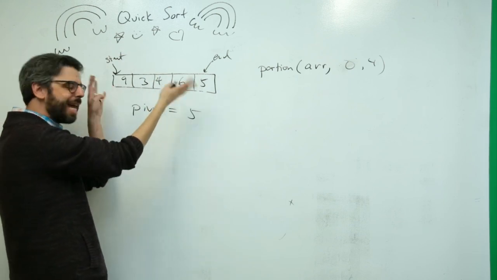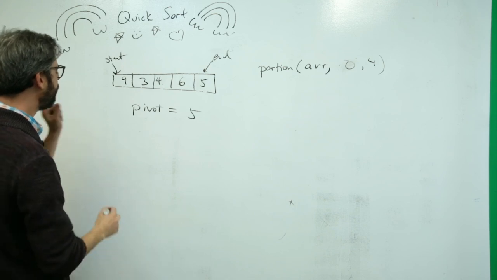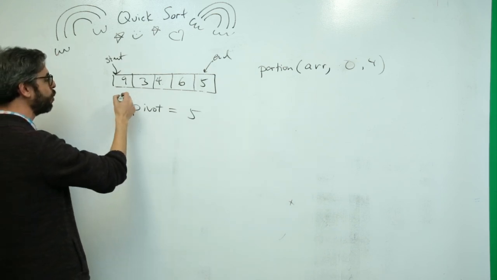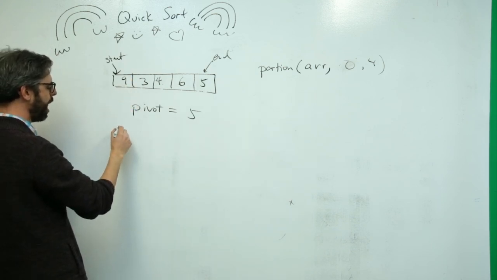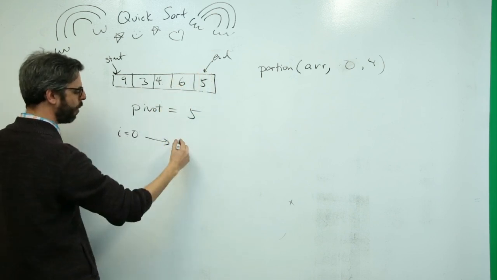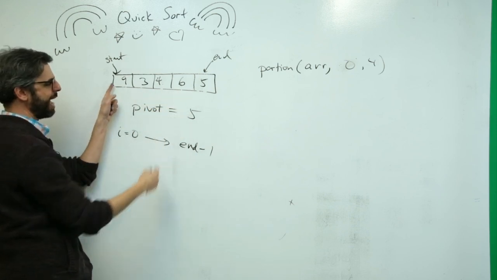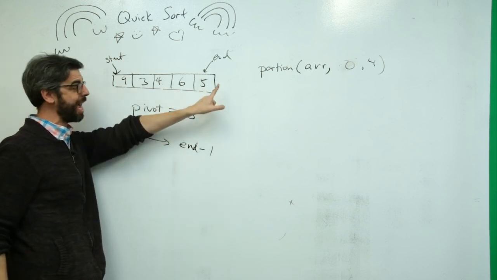But I've made a little nice example so that it works out cleanly. Okay, so how do we do this? First, we need to iterate through every element of the array, i equals 0, all the way up to the end minus 1. So we need to check every single element of the array, and we need to compare every single element against 5.